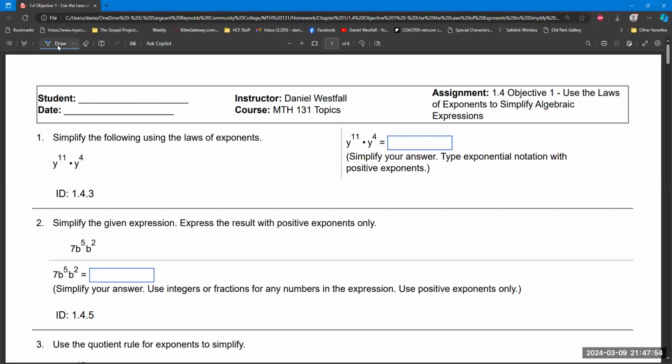In this video, we'll be talking about 1.4 Objective 1, where we use the laws of exponents to simplify algebraic expressions. So in the first problem, we're going to multiply like bases and add the exponents. So this can be y to the 11 plus 4, which is y to the 15th power.